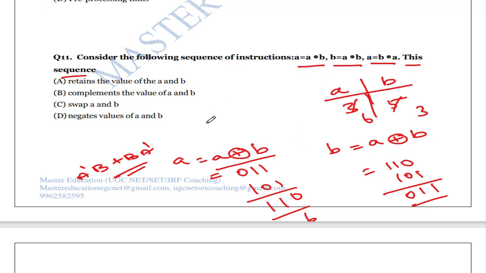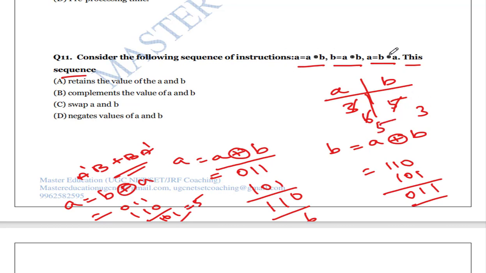Okay. Now again the third statement. A equal to b exclusive OR a. So what is the b value now? 3, that is 0, 1, 1. And what is the a value? 6, that is 1, 1, 0. So what happens? 1, 0, 1, that is equal to 5. So this will become 5.